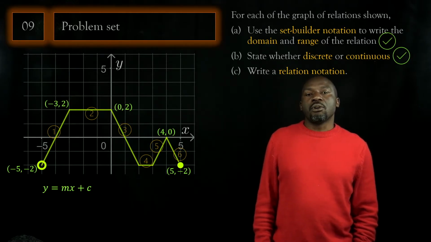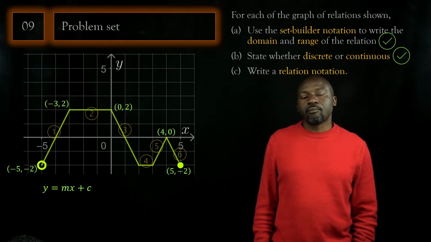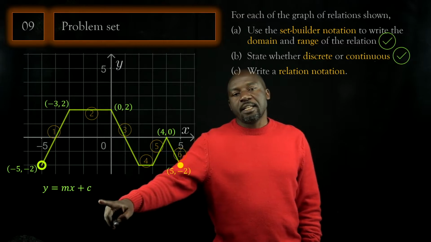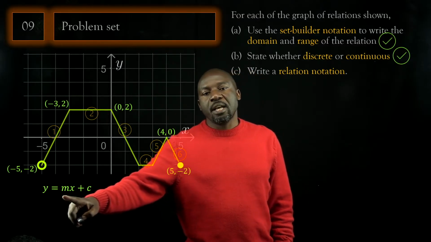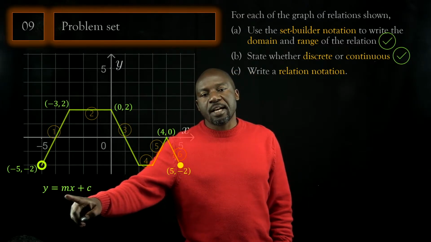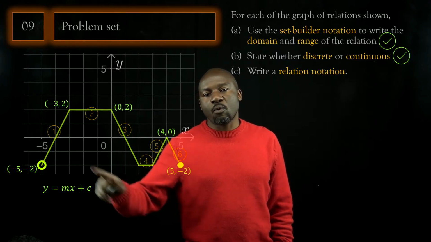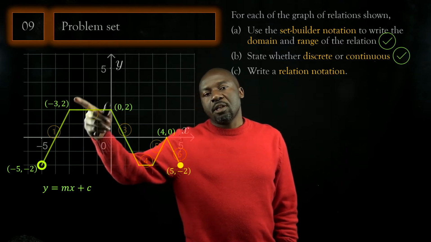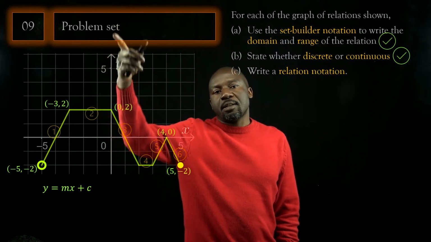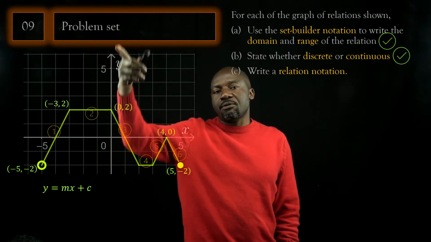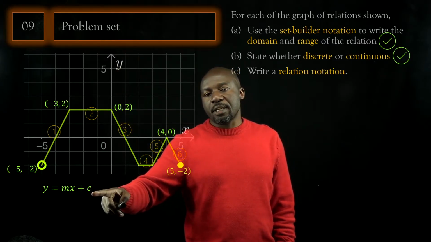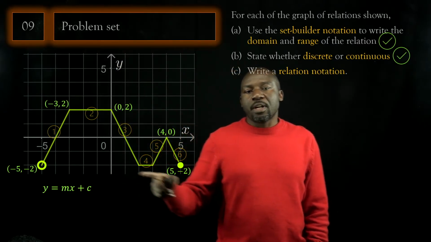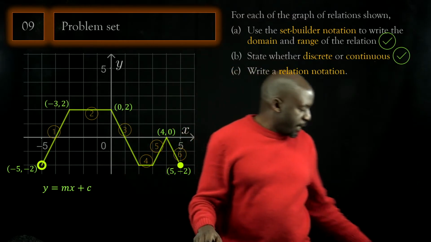Okay, so starting with the first one. The equation of the line is given by y is mx plus c, where m is the gradient of the line and c is the y-intercept. So this line here, if we continued it, it would go and cross the y-axis somewhere up there. What's that value of y? And that is the value of c. So straight away looking at this, what's the gradient of the line?